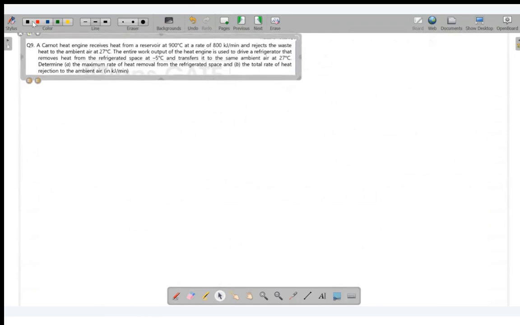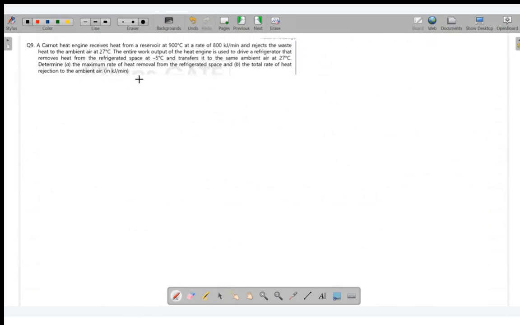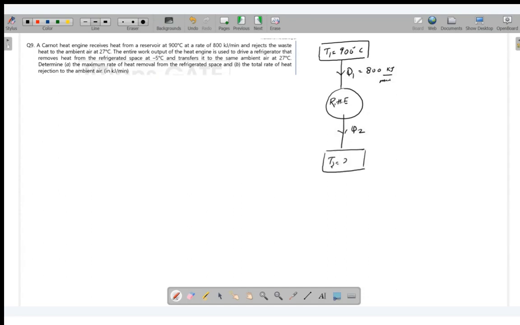Now we have a Carnot heat engine that receives heat from the reservoir. So we have a Carnot heat engine, that is a reversible heat engine. It receives heat Q1 from temperature T1 equal to 900 degrees Celsius at the rate of 800 kilojoule per minute, and rejects heat Q2 at T2 equal to 27 degrees Celsius. Now the entire work output of the heat engine is used to drive the refrigerator.